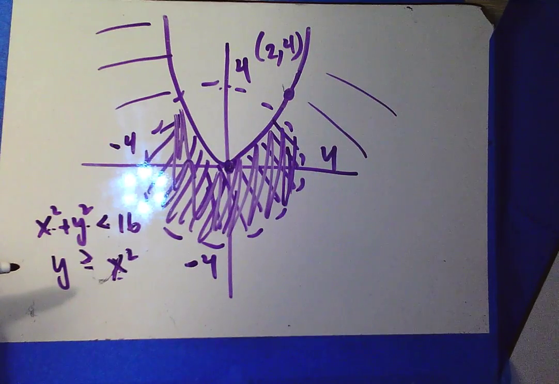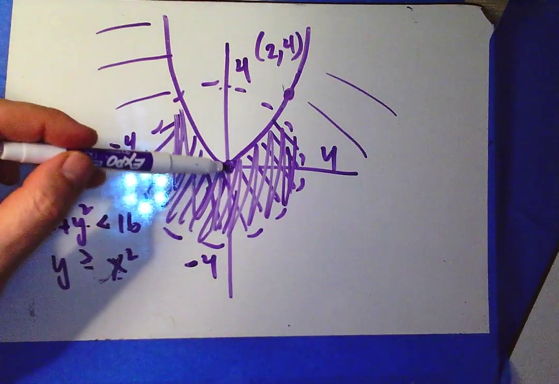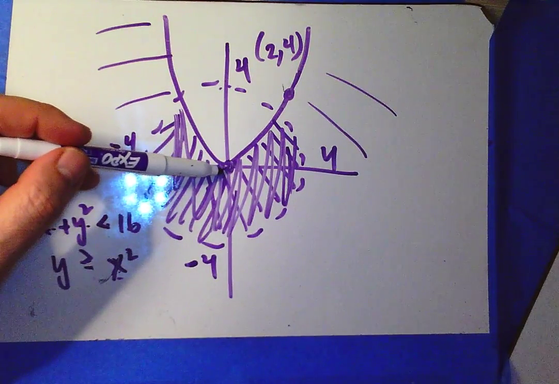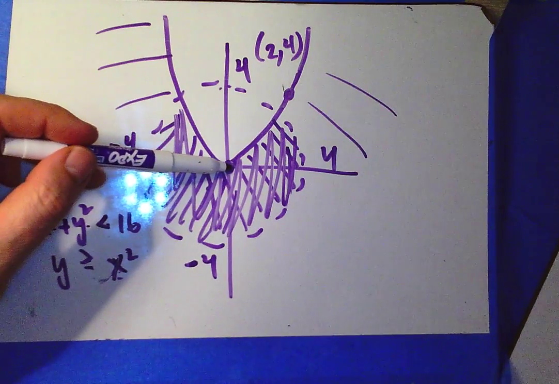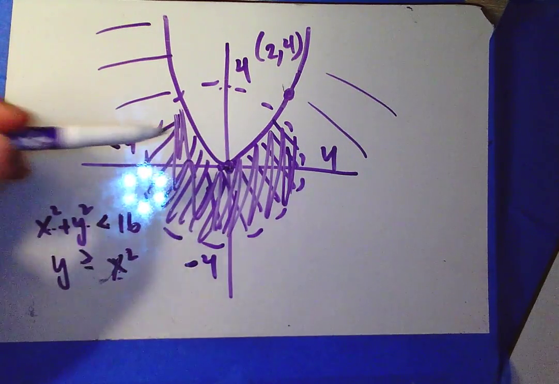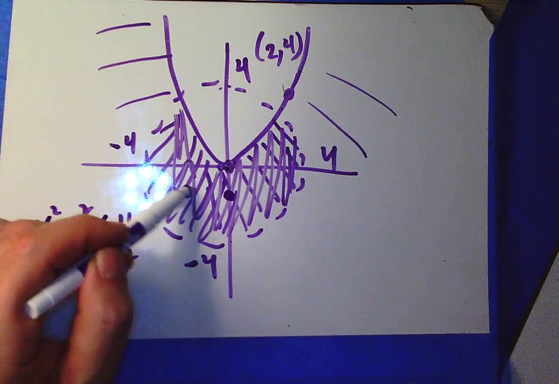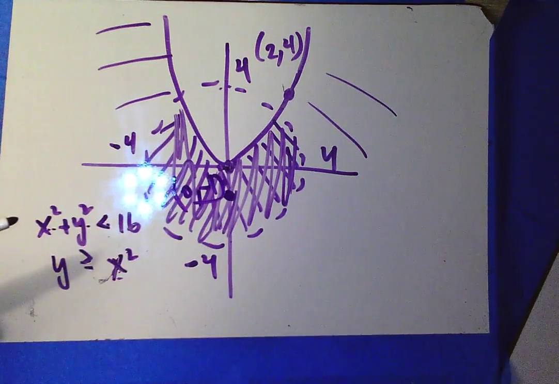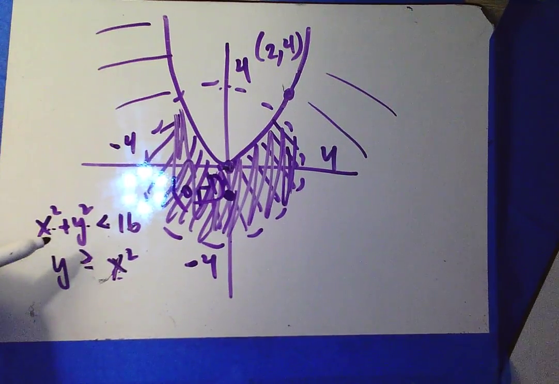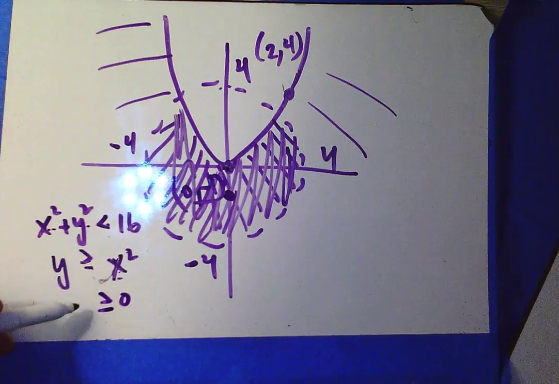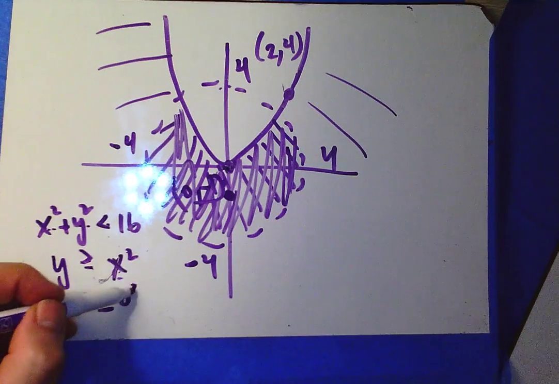Now, what about the shading? Well, 0, 0 is on the curve this time, so I can't use that. But I can use a point down here, like 0, negative 1. Well, let's plug in 0, negative 1. A 0 for x and a negative 1 for y.